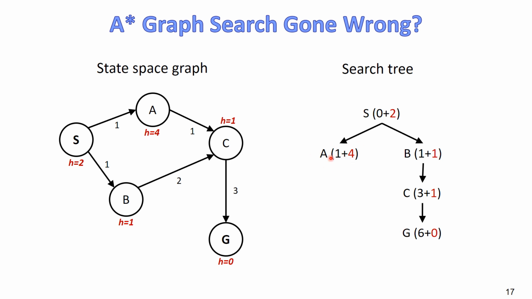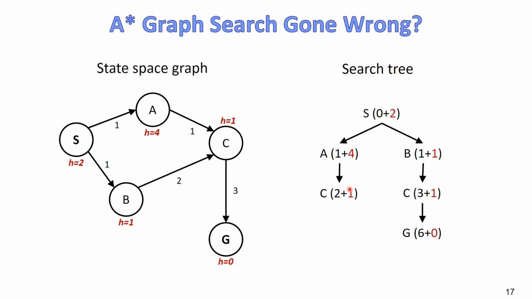Of course, A, because A is total 5. We get to C. Now, C is 3 because we are coming through A now: 1 plus 1 plus this one, this will be 3. Now, we have on the fringe 3 and 6. Of course, we will choose 3.